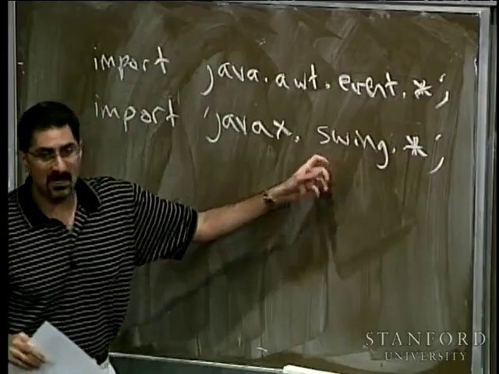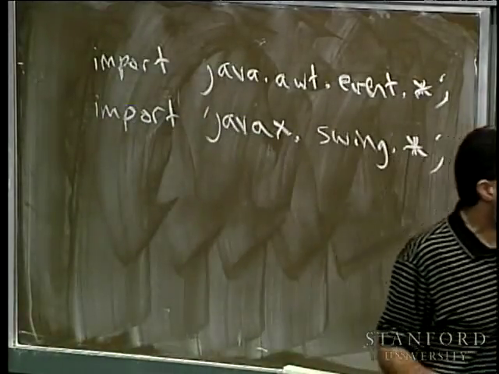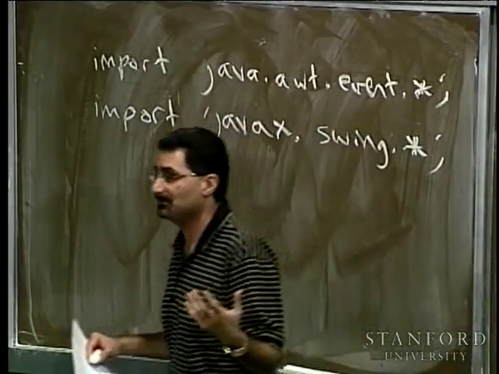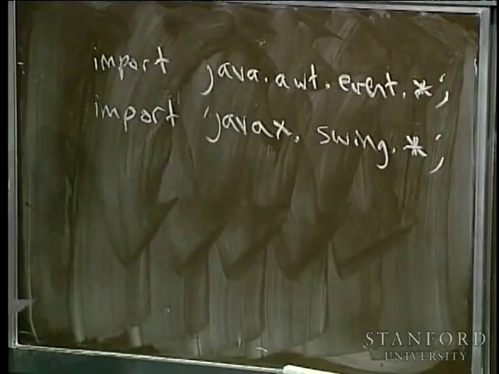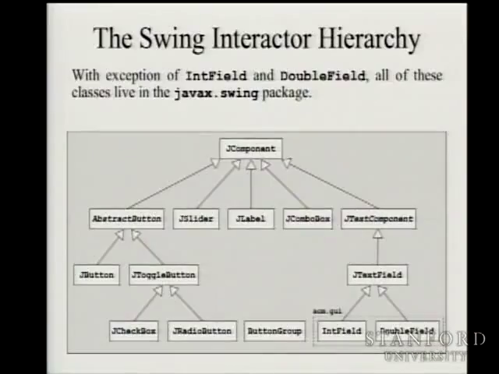And javax.swing is actually a package that's part of the standard Java libraries that has a bunch of stuff that allows you to create these graphical interactors very easily on the screen. Okay? So those are the libraries that you're going to have. And to give you an idea of what's actually going to be going on in your program, if we can go to the slides, let me show you how the interactor hierarchy looks.